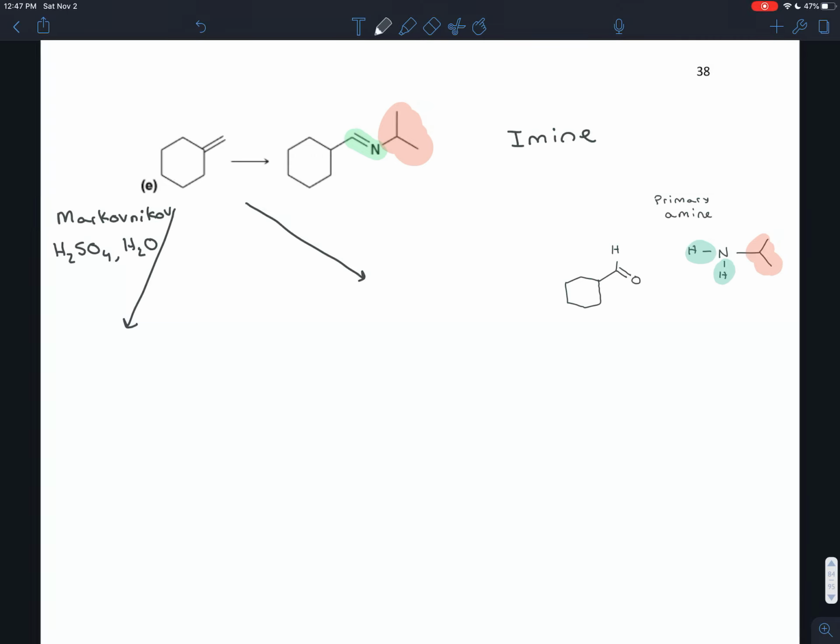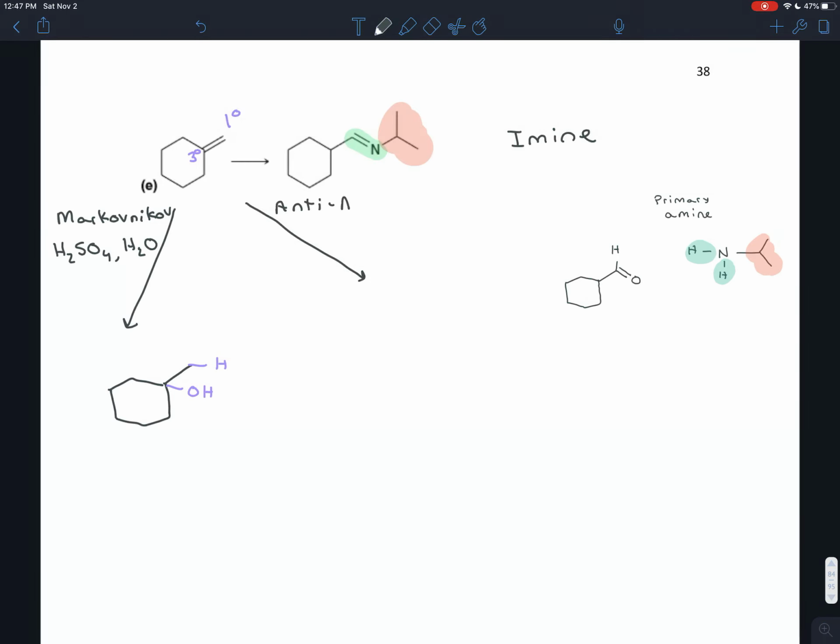And in that case, the OH would end up adding to the carbon in the double bond that is more substituted. So notice the carbon here, that carbon is bonded to 1, 2, 3 other carbons, so it is tertiary. And the carbon on the other side is only bonded to 1 other carbon, so it is primary. So Markovnikov addition means the OH goes to the more substituted carbon. That means the OH would go here.